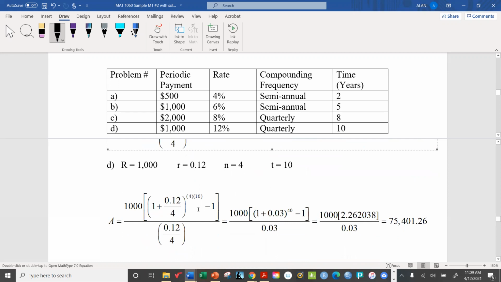So you plug in the numbers. And this should reduce to, in the brackets, 1.03 to the 40th power minus 1. What that turns out to be is approximately 2.262038. And of course, once you've done all the multiplication, you should wind up with about $75,401.26.